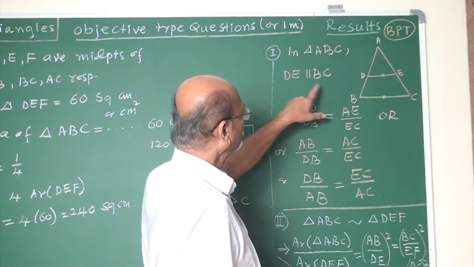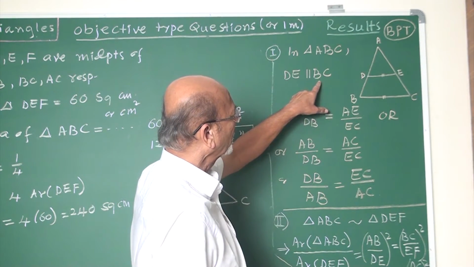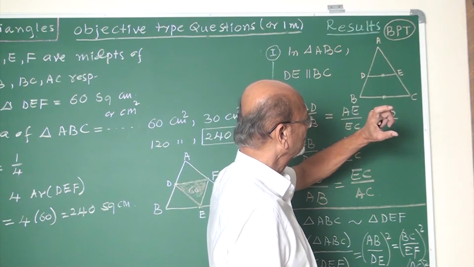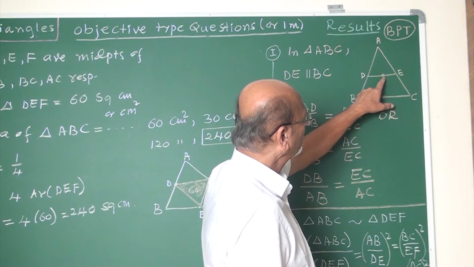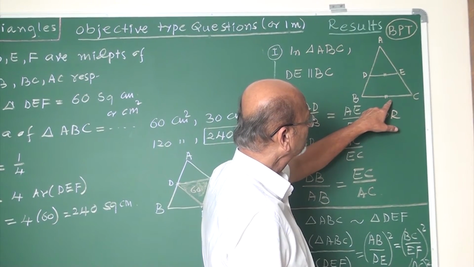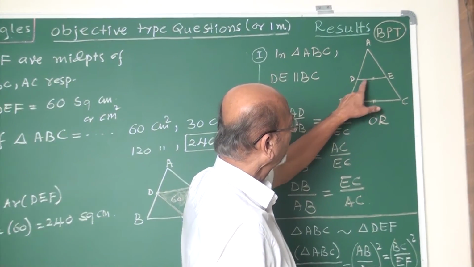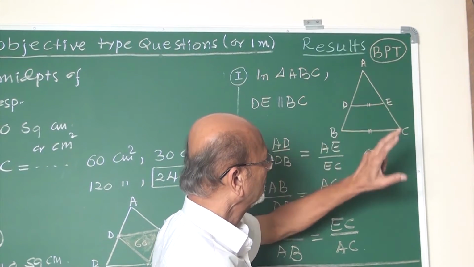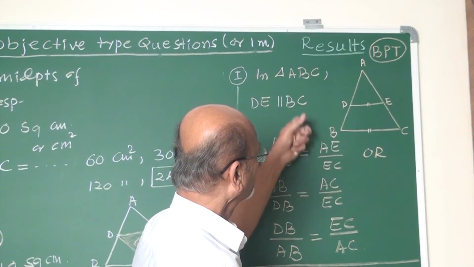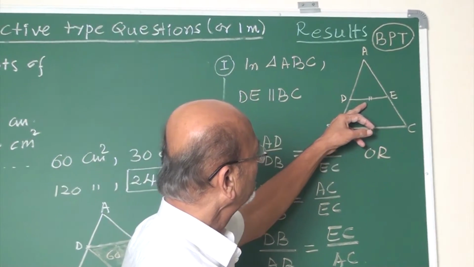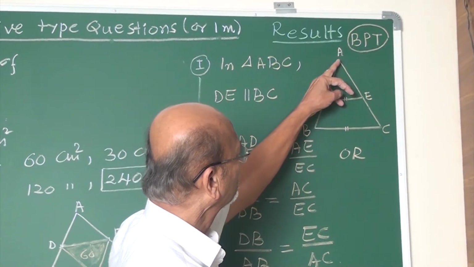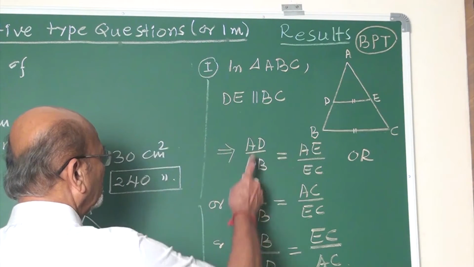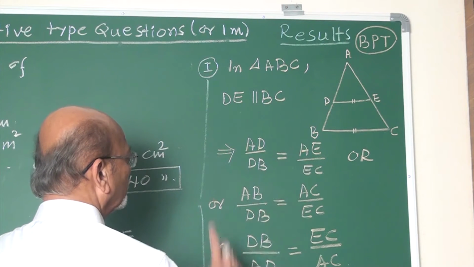In triangle ABC, if DE is parallel to BC, then D and E divide the other sides proportionally. If a line is parallel to one side of a triangle, then that line divides the other two sides proportionally. That is the statement of BPT. In mathematical language, if DE is parallel to BC, then AD upon DB equals AE upon EC.